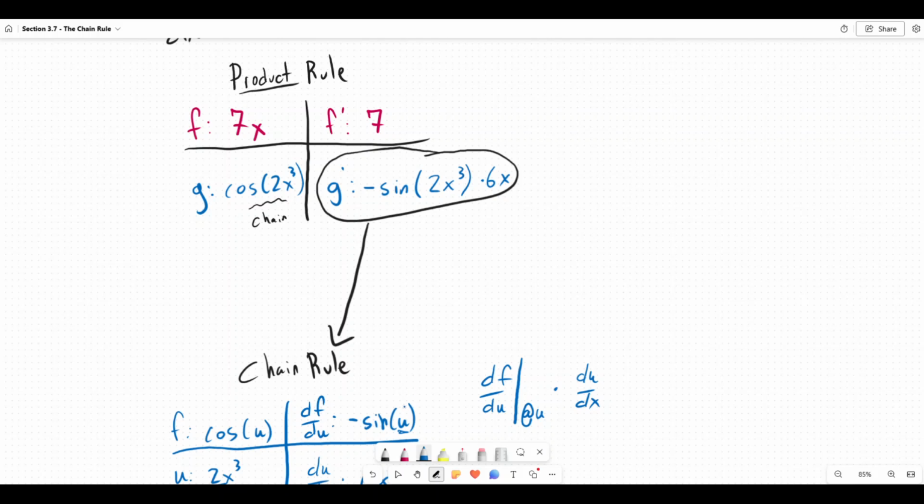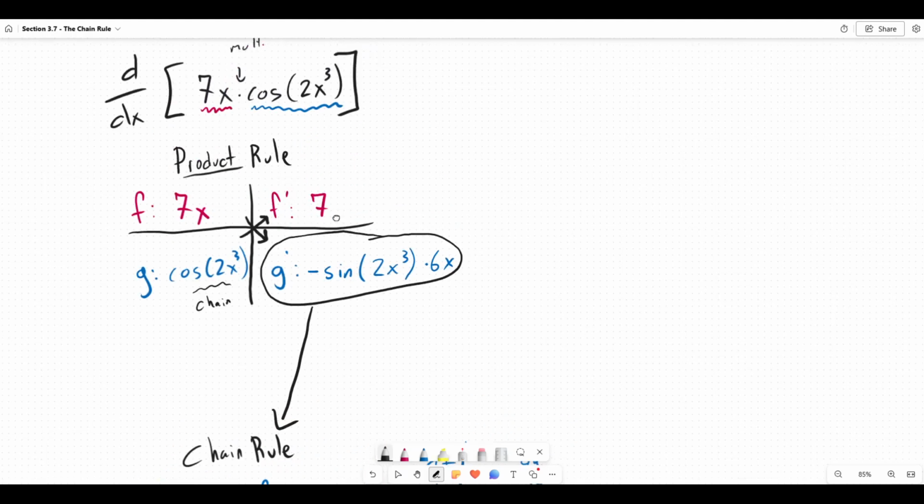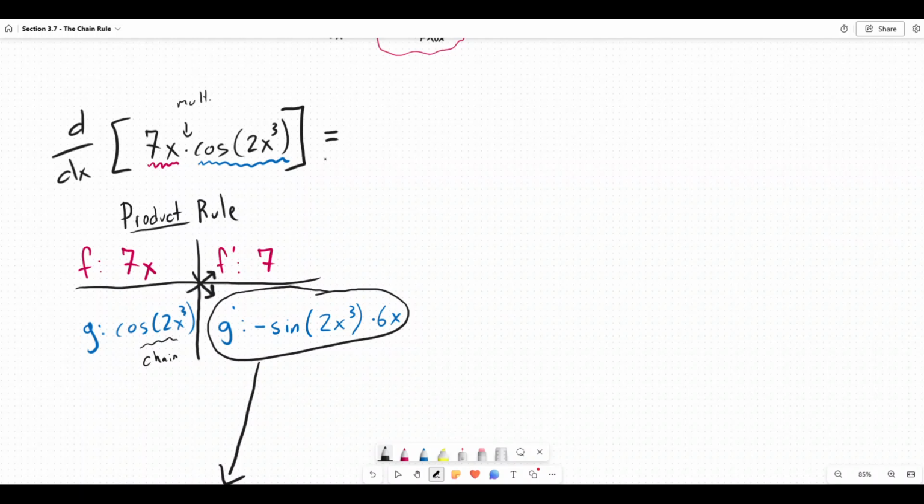Okay, now don't forget, this started with a product rule. And now that I found the f and the g and the f prime and the g prime for the product rule, I'm ready to write the derivative. It's going to be f times g prime.